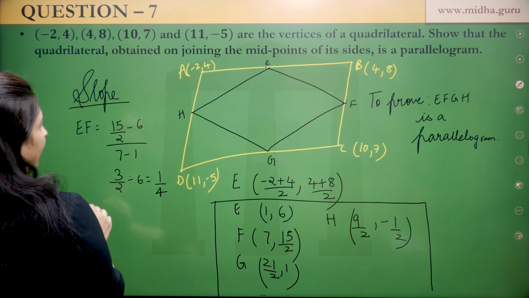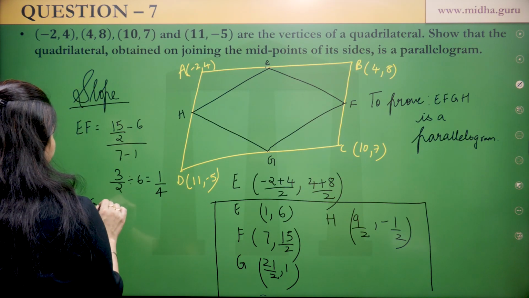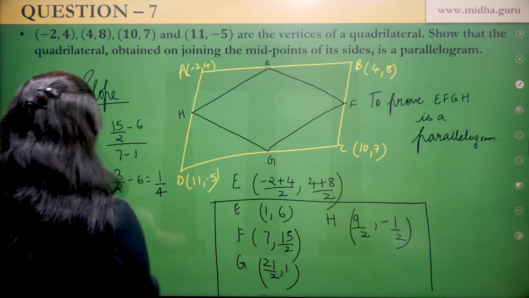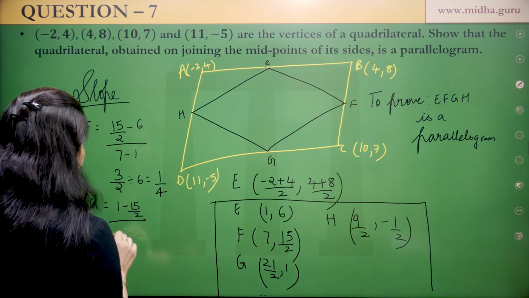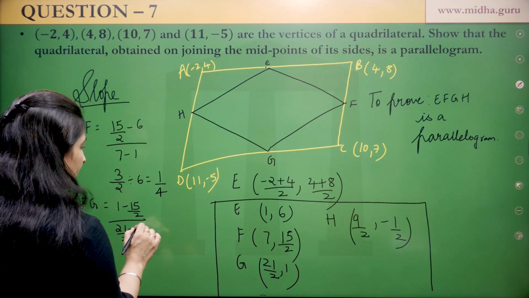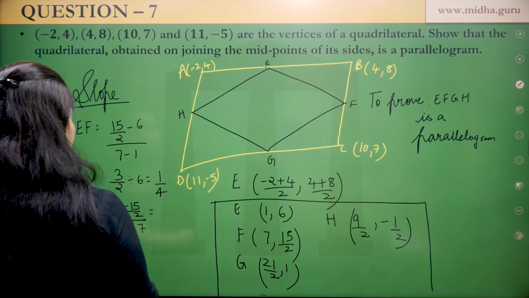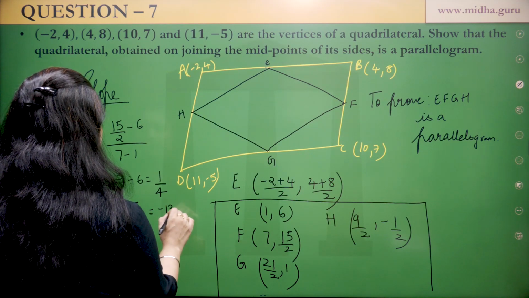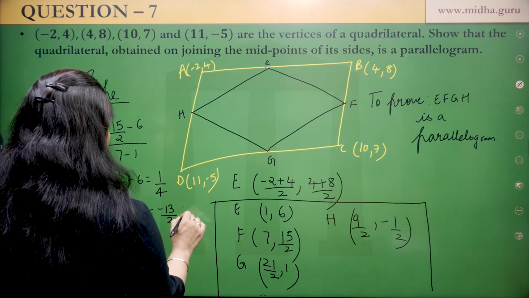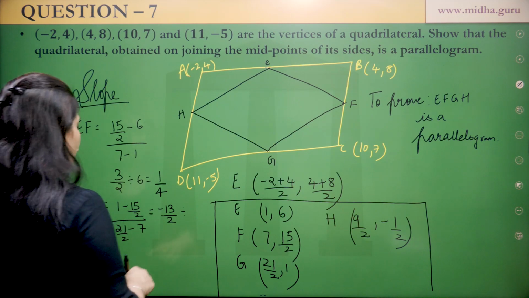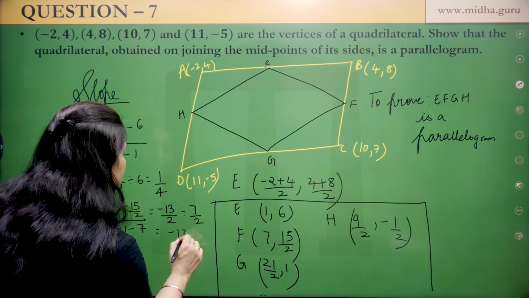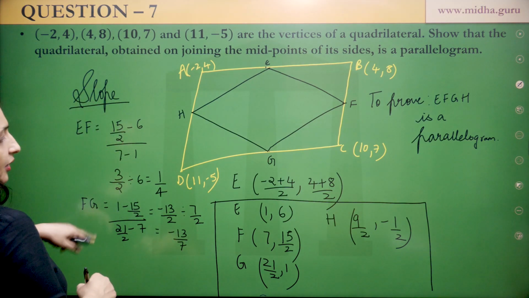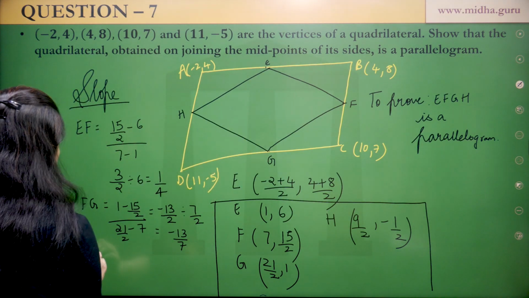We'll find out for FG. So the coordinates are here. 1 minus 15 by 2, y2 minus y1 by x2 minus x1, 21 by 2 minus 7. So here I'm getting minus 13 by 2 divided by 21 minus 14 is 7, 7 by 2. I'll be getting minus 13 by 7. Now I'll find for GH.